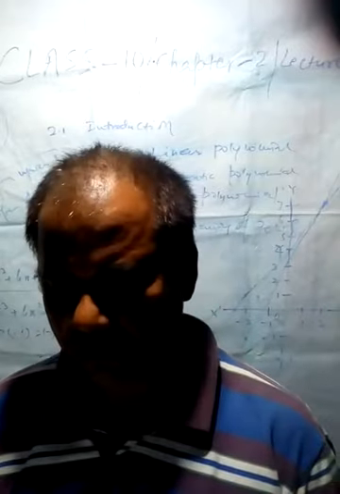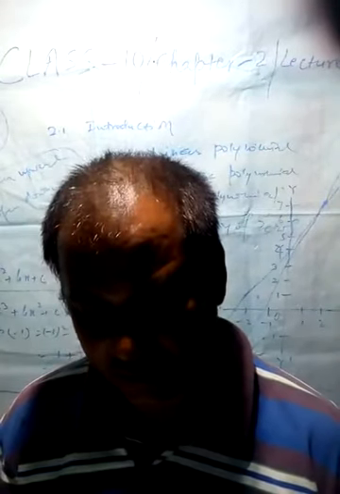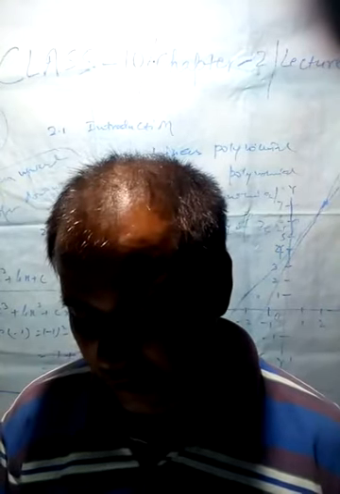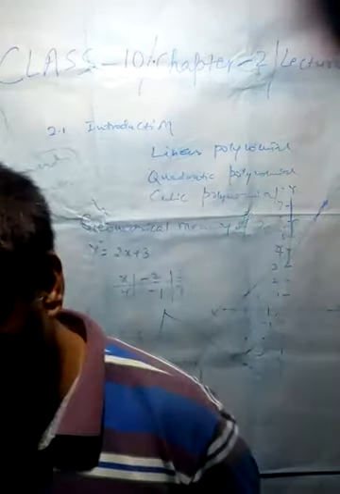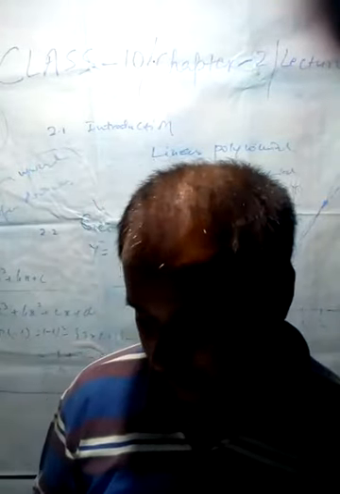This is page number 24, case 1. Here the graph cuts the x-axis at two distinct points A and A dash, you can say. The x coordinates of A and A dash are the two zeros of the quadratic polynomial ax square plus bx plus c in this case, and you can see the graph given here downside.